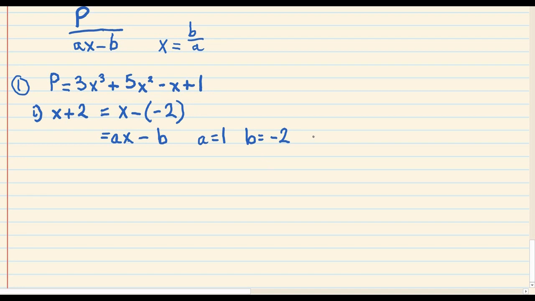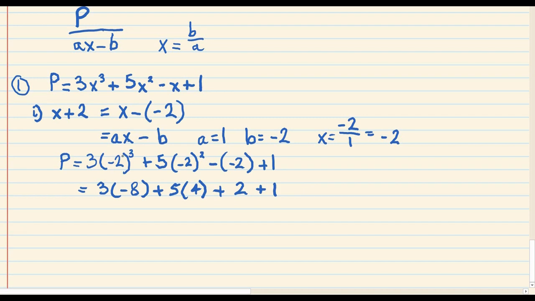Now you can calculate the value of x. When you do this, you get x as negative 2. Then you just substitute it into this equation: 3 times negative 2 cubed, which is negative 8, plus 5 times negative 2 squared, which is 4, minus negative 2, which is plus 2, plus 1, which gives you negative 24 plus 20 plus 2 plus 1, which finally comes to negative 1. And that's the value of the remainder when you divide p by x plus 2.